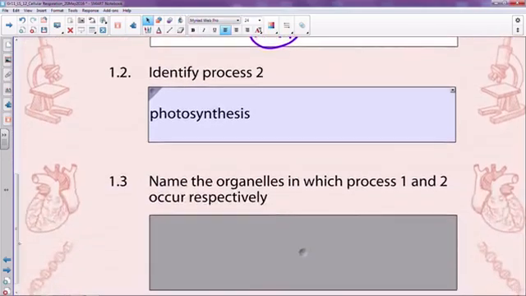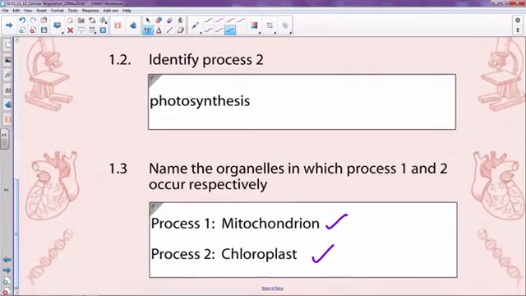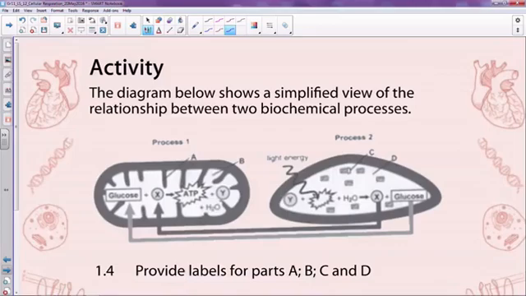1.3. Name the organelle in which processes 1 and 2 occur respectively, and we've just done that. So process number 1 occurs in the mitochondria, and process number 2, which is photosynthesis, occurs in the chloroplast. So quite easy, accessible questions for you to have got in terms of solutions too. So let's move on to the next set of questions based on these organelles.